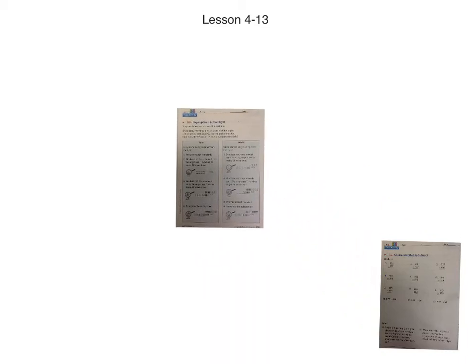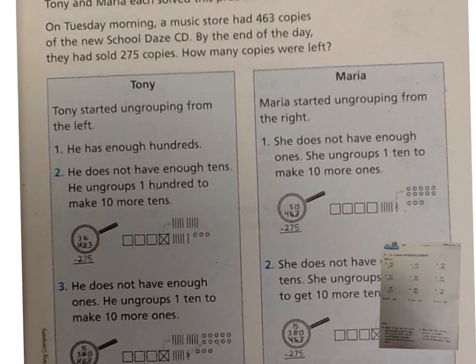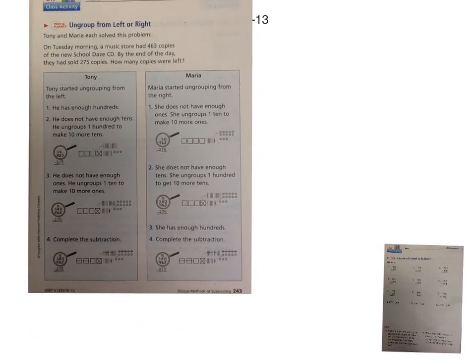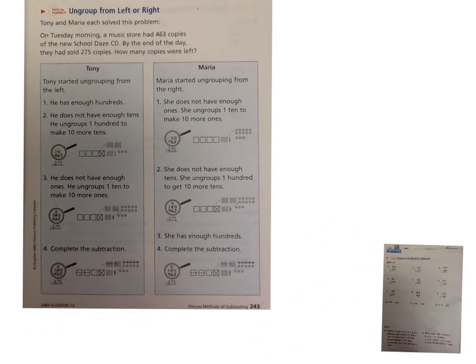So let's get started with page 243. I just want you to turn this page and we're going to talk through this problem. It says Tony and Maria each solved the same problem. On Tuesday morning, a music store had 463 copies of the new School Days CD. By the end of the day, they had sold 275 copies. How many copies were left? Okay, you know that by them saying how many were left, it's a subtraction problem.